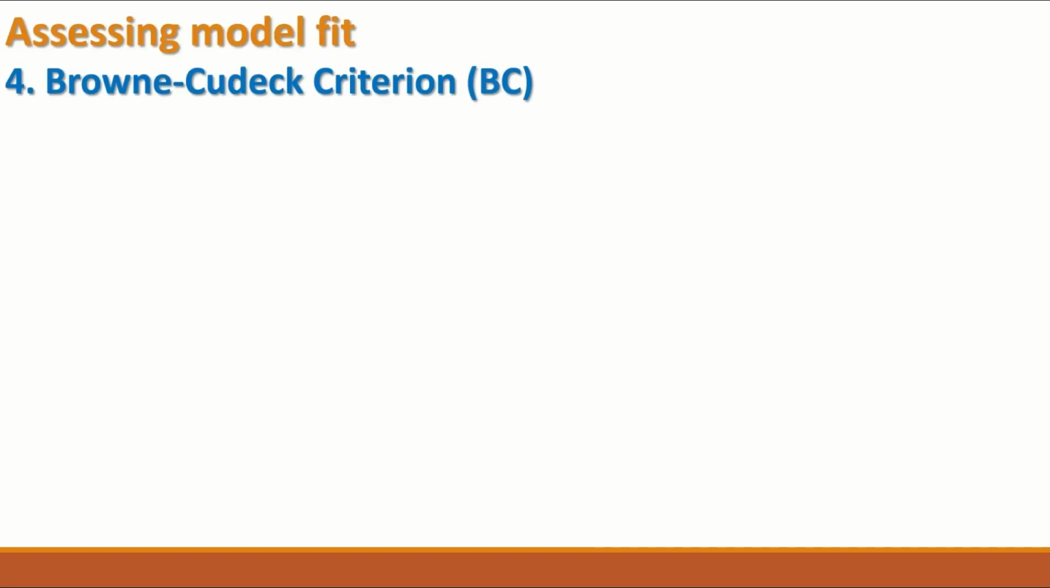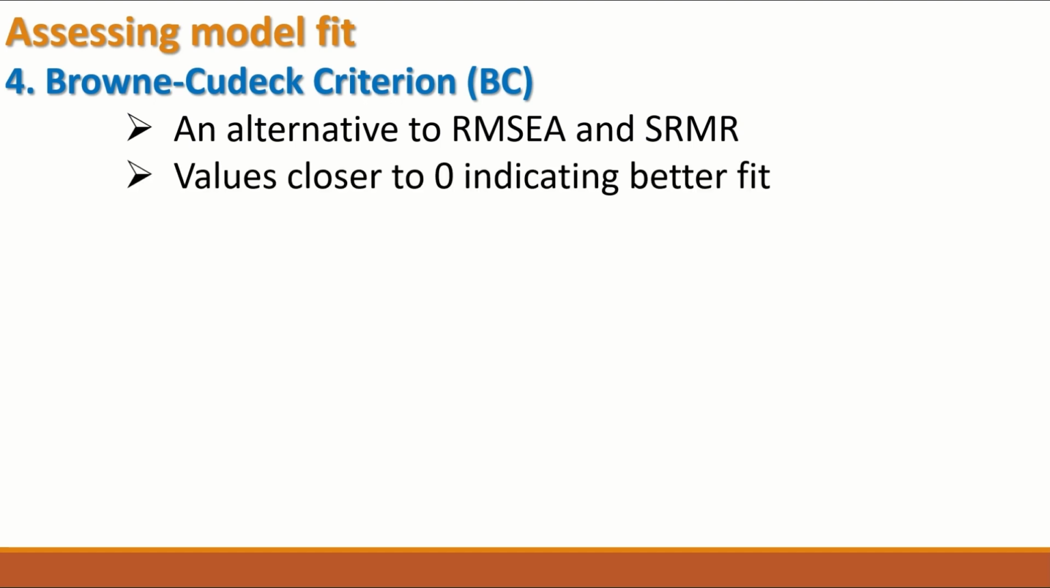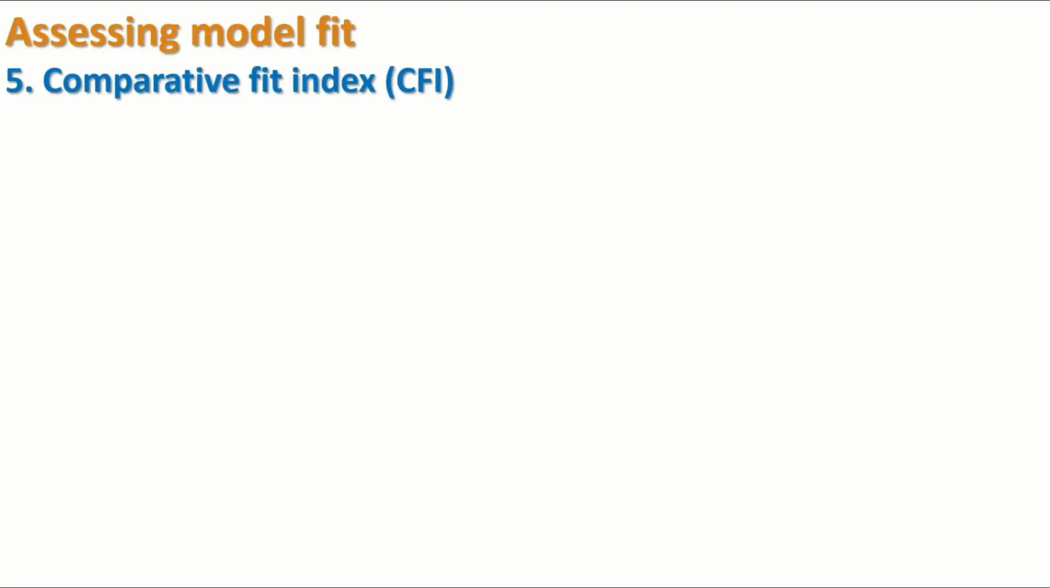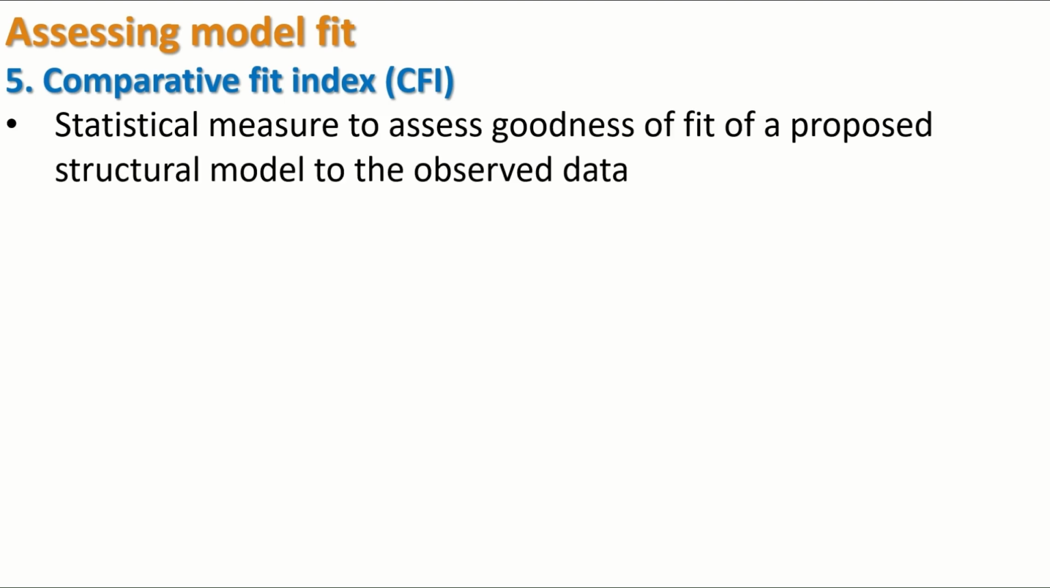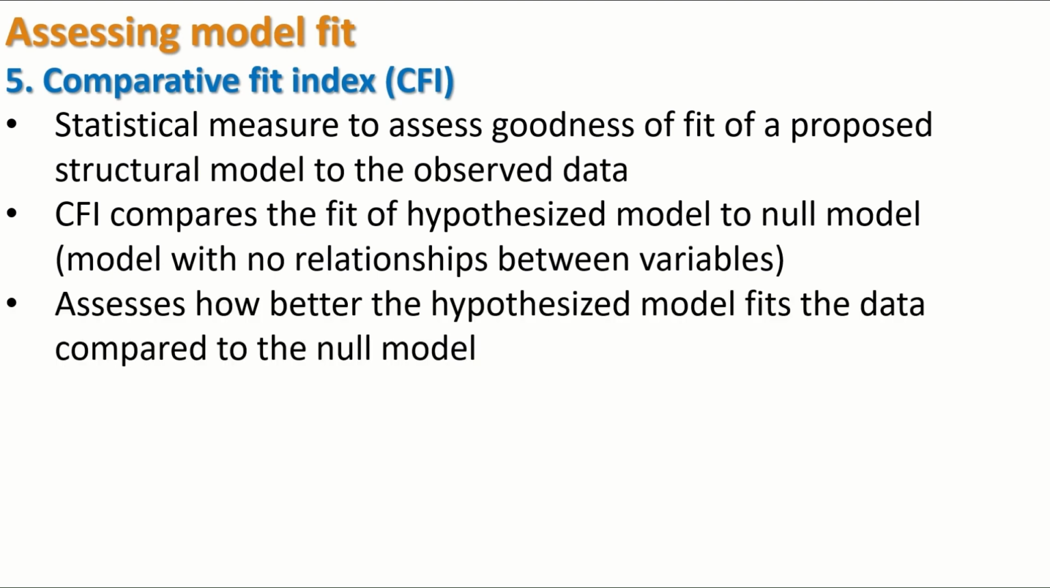The next index is the Browne-Cudeck criterion, BCC, an alternative to RMSEA and SRMR. A value close to 0 indicates better fit. The next index is the Comparative Fit Index, CFI, a statistical measure to assess again the goodness of fit of a proposed structural model to the observed data. CFI compares the fit of the hypothesized model to a null model with no relationship between variables. It assesses how much better the hypothesized model fits the data compared to the null.